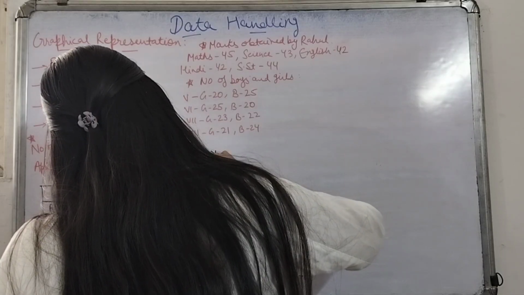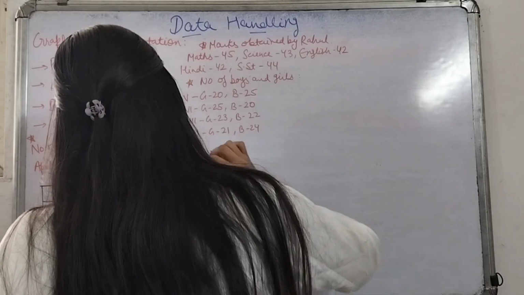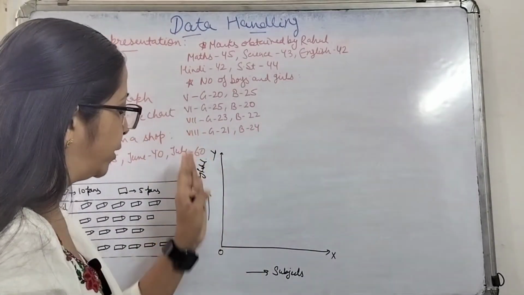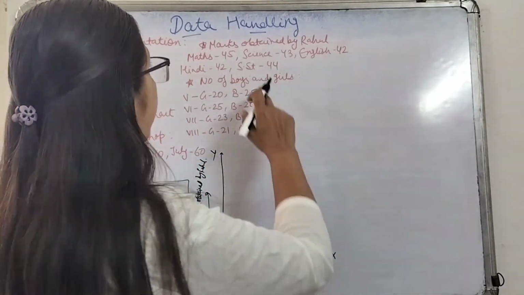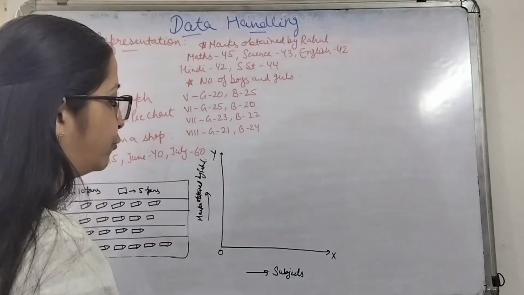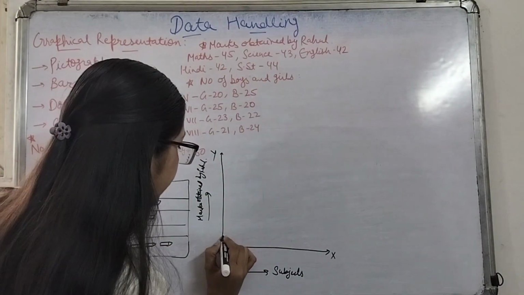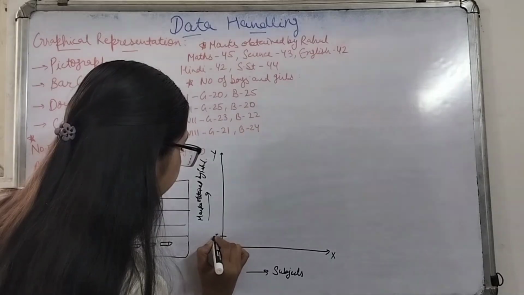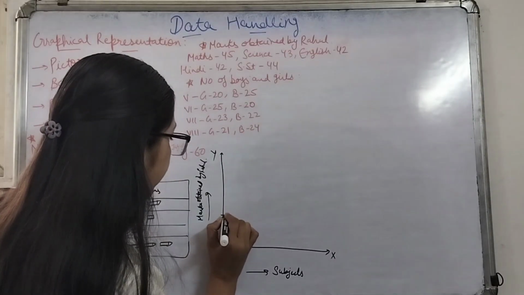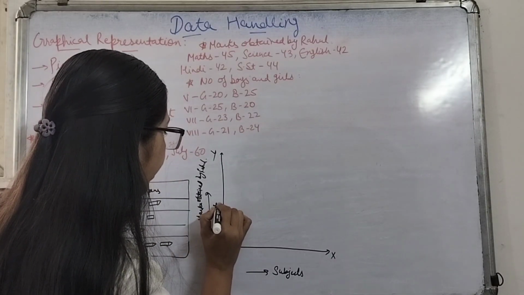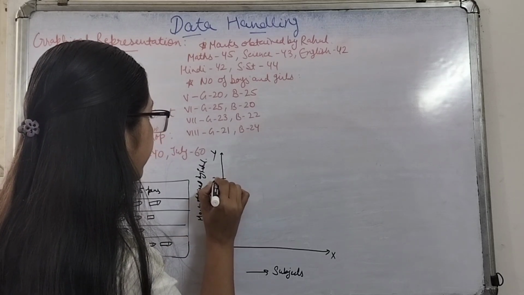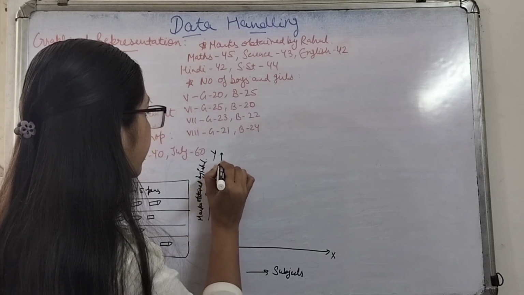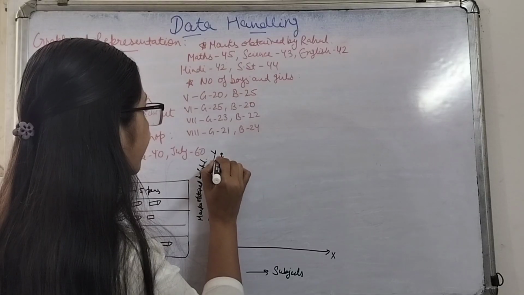by Rahul, or you can say marks only. Marks is denoted on the y-axis and on the x-axis we have taken your subjects. Now the first is your maths, that is 45. So what we will be taking is, first of all, suppose we have taken 5 here, then it is 10, then it is 15, it is 20, 25, 30, 35, 40, 45, 50.